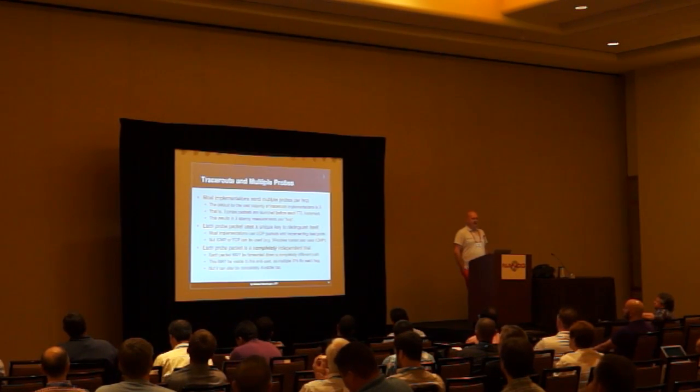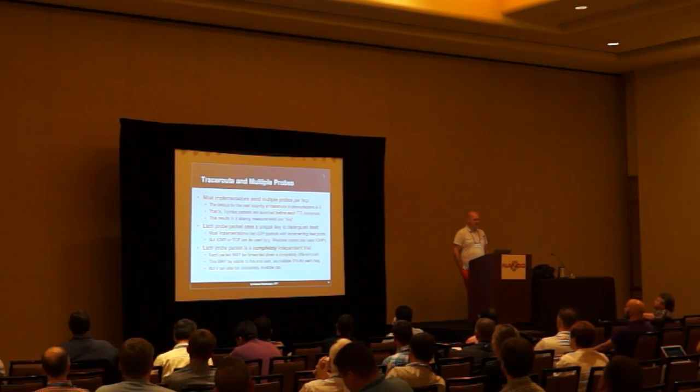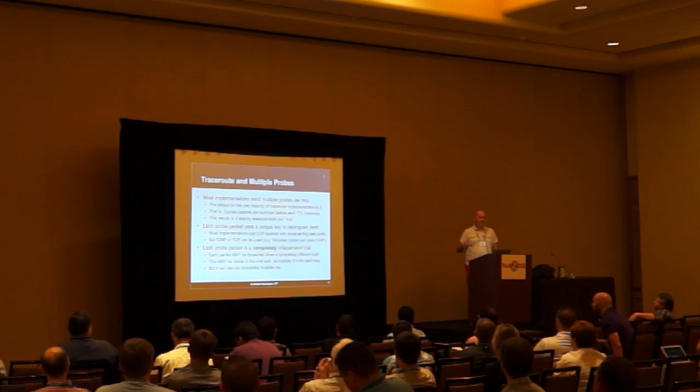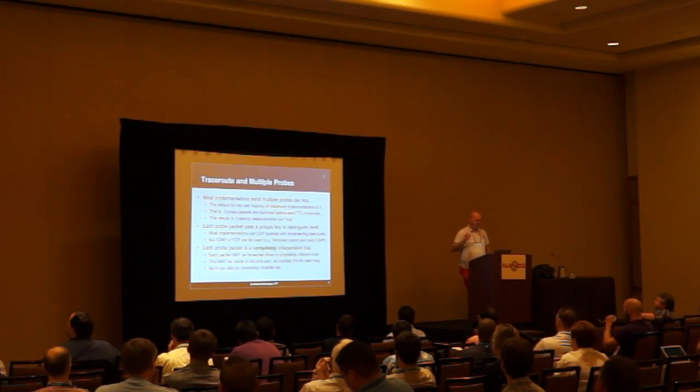Some more details about how this actually works. Most implementations send multiple probes per hop. Like I showed in the previous example, the default is 3. That means for every time the TTL value is incremented, you're going to send 3 probes, and you're going to get 3 different latency measurements for each hop.